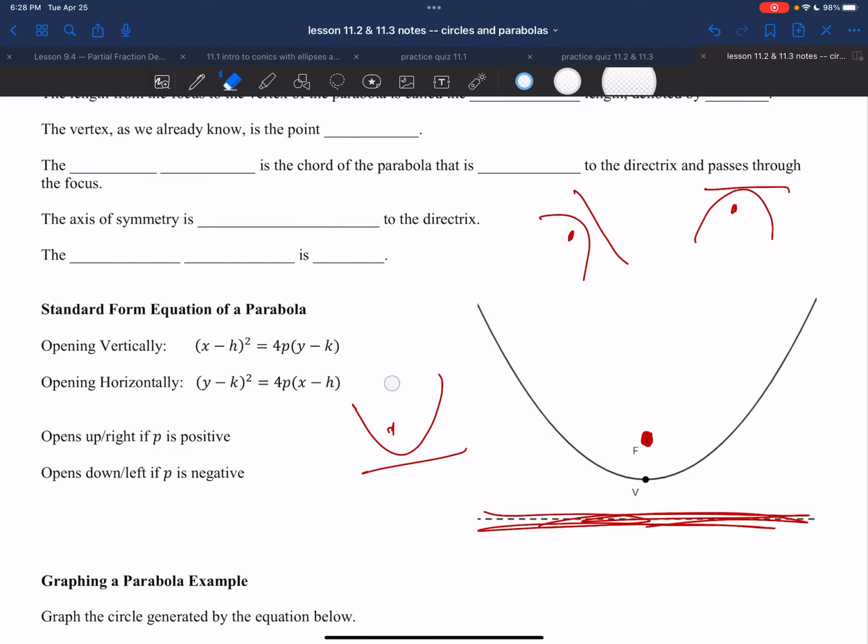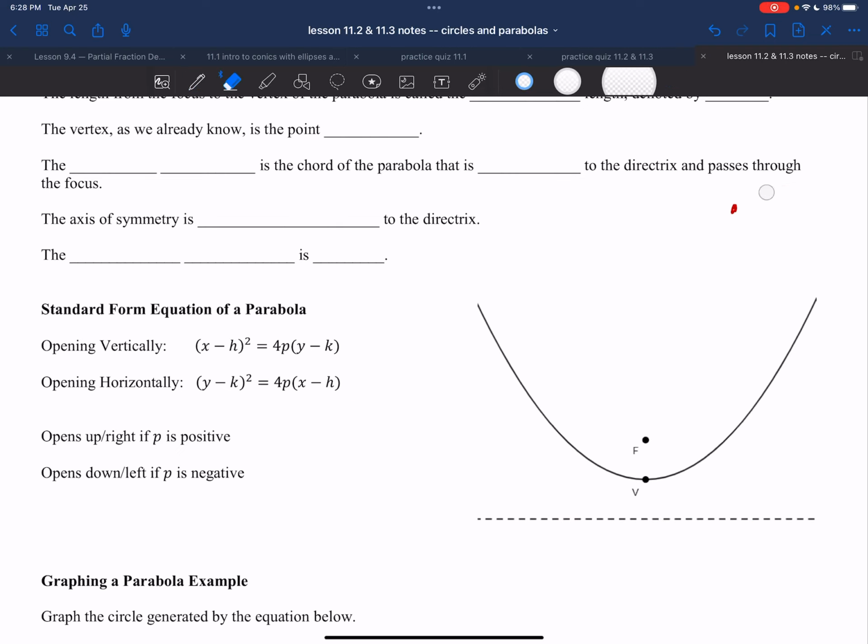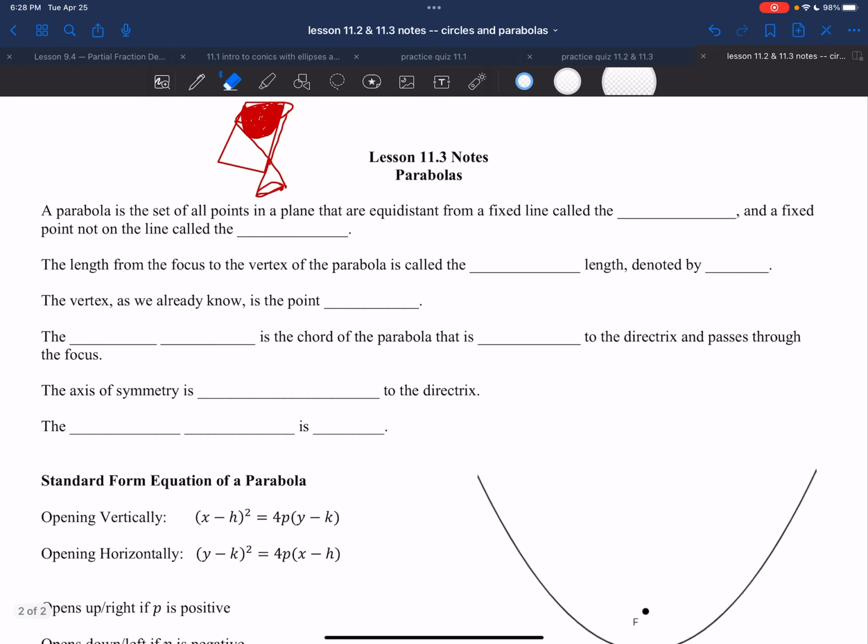And so what are these features called? The vocabulary first. A parabola is the set of all points in the plane that are equidistant from a fixed line we call the directrix. So that's what that line is. And a fixed point not on the line, which we call the focus. So this is the geometrical definition of a parabola.